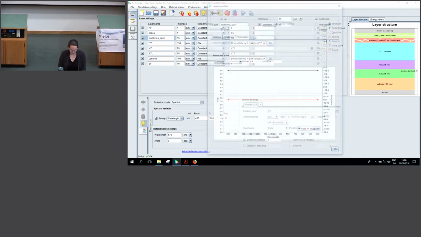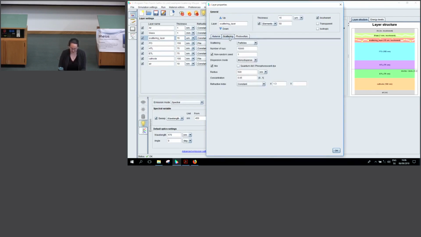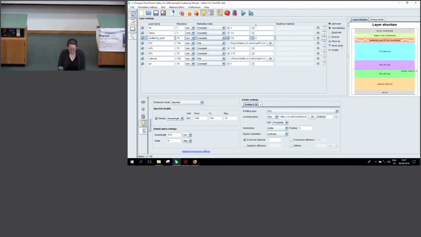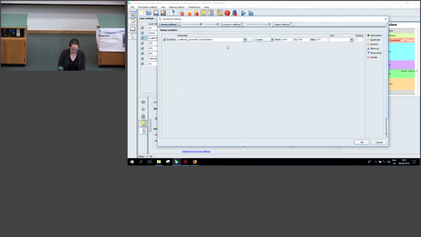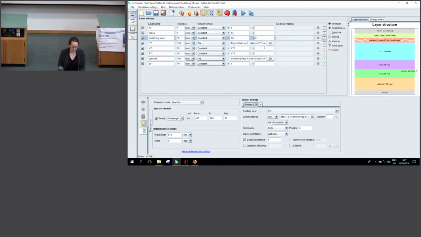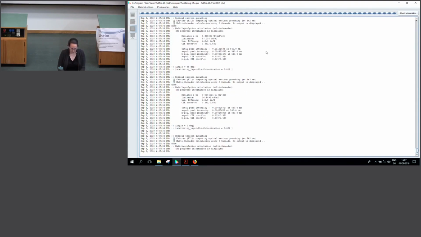So you go to this arrow of this scattering layer, and then not in the material but in the scattering tab you see that we have particles, and that we untick the non-random seeds, and they are monodispersed, so we just have one size. They are Mie kind, and we have a certain radius, a certain concentration. This is volume concentration, and a refractive index of the particles. Here you could also load a file, and you can also select more than one particle, polydisperse or Gaussian distribution. And now you see that we have emission plus scattering module enabled, and at the same time we sweep the concentration of these particles to see the effect.